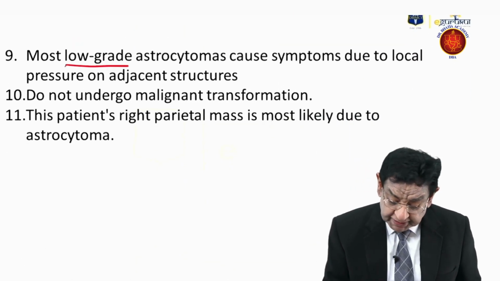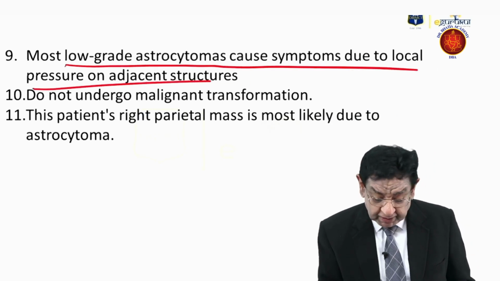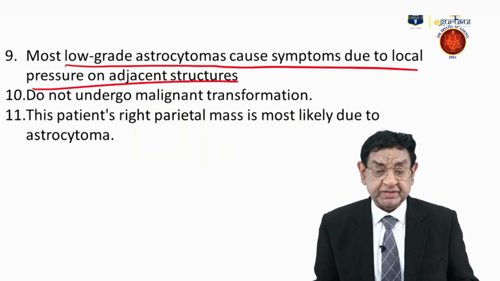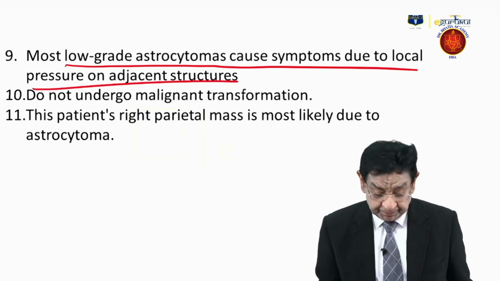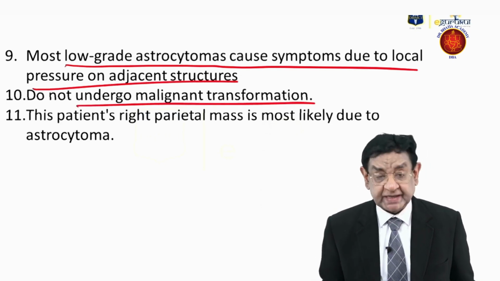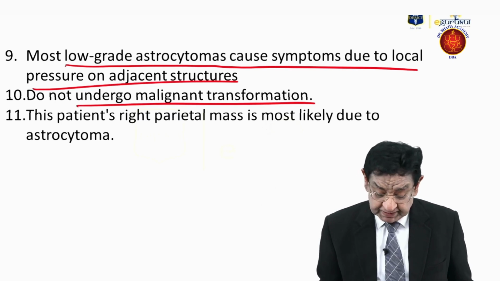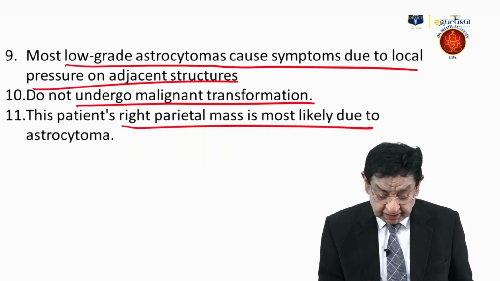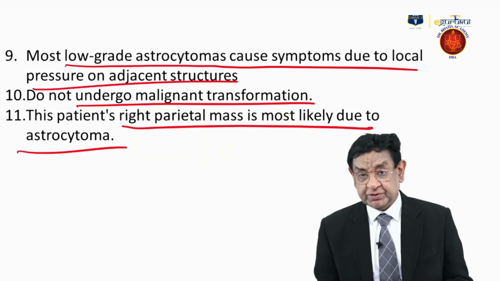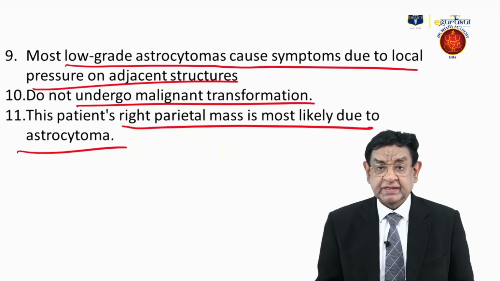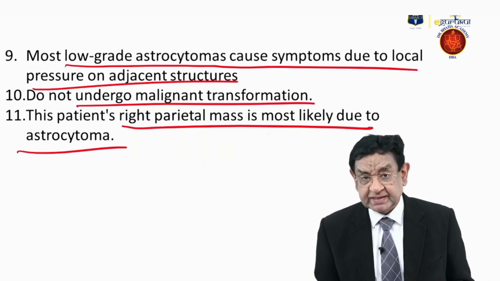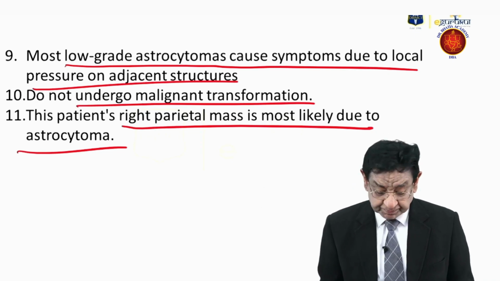Most low-grade astrocytomas cause symptoms due to local pressure on adjacent structures because they are benign tumors. They grow slowly. They do not undergo malignant transformation. The patient's right parietal mass is most likely astrocytoma, as I told you, the most common type of brain tumor in the pediatric age group.